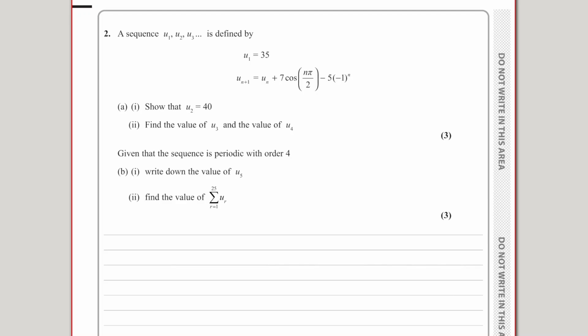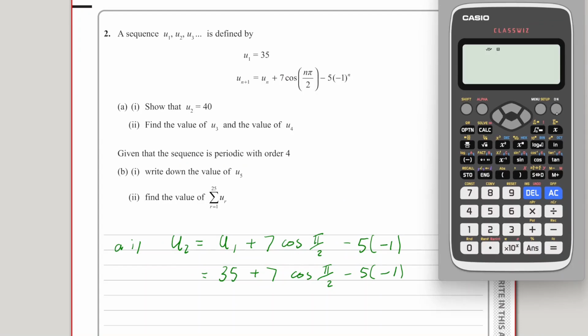So when we want u2 equals, so u2 equals u1, so n is 1 in this case, plus 7 cos, n is 1, so pi over 2, minus 5 times negative 1 to the power of 1. And u1 is 35. So we can just type this into the calculator. 35 plus 7 cos pi over 2 minus 5 times negative 1, which is 40.